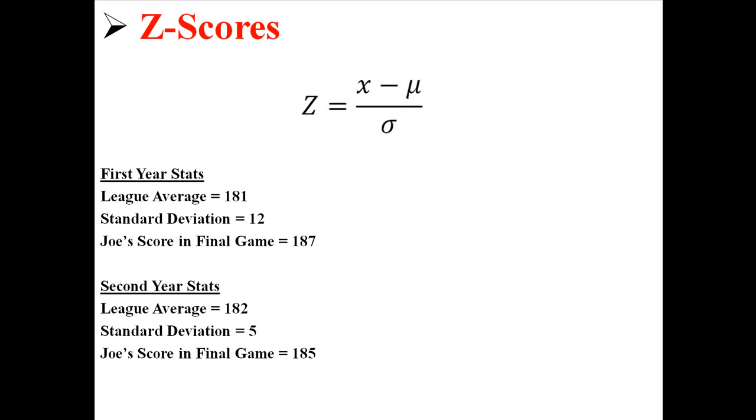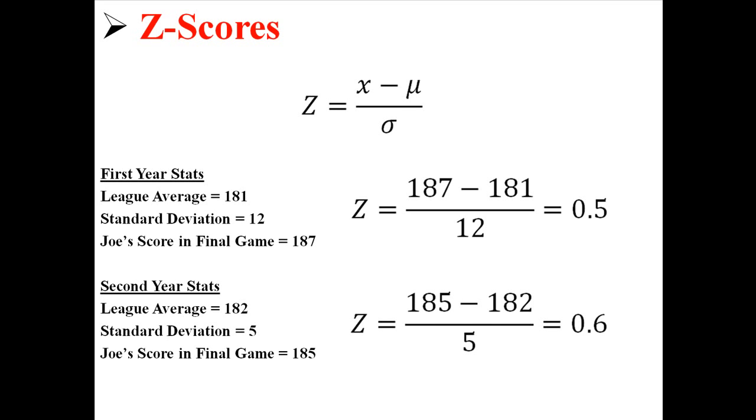Now, what a z-score really is, it tells us how far above or below the mean we are. Basically, it tells us how many standard deviations we are above or below the mean. So for the first year, I put in Joe's score of 187, which is x, the population mean, which is 181, and the standard deviation, which is 12. And I calculate a z-score of 0.5. So that means we're 0.5, or about half of a standard deviation above the mean.